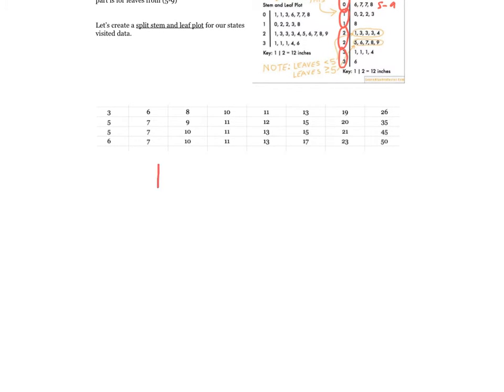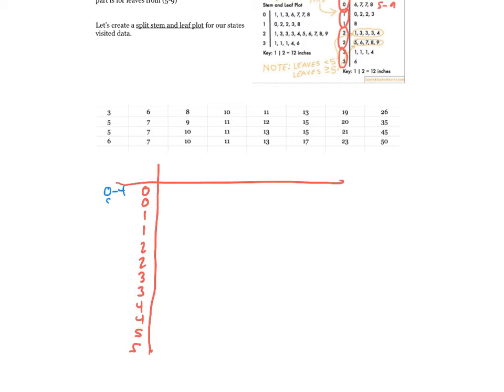Okay, so I'm going to make the vertical line again and a horizontal line, but this time I have to do 2 stems for each. Where I had 1 before, I'm going to split them into 2. So now just keep in mind it's 0 to 4 in the first one, 5 to 9 in the second. Okay, so for the first one, we'll just get a 3, because that's the only value up here that's 0 to 4. And then 5 through 9 would be 5, 5, 6, 6, 7, 7, 7, 8, 9.